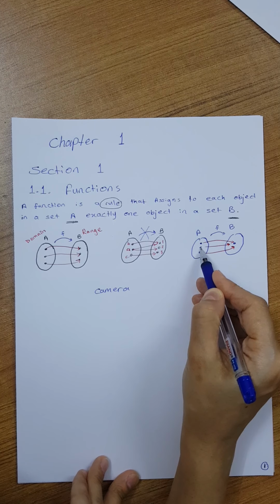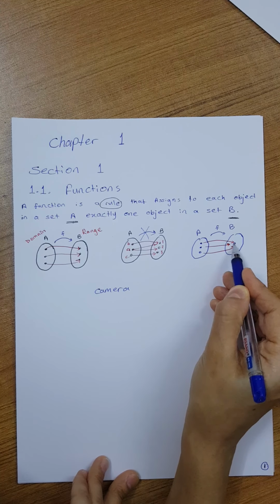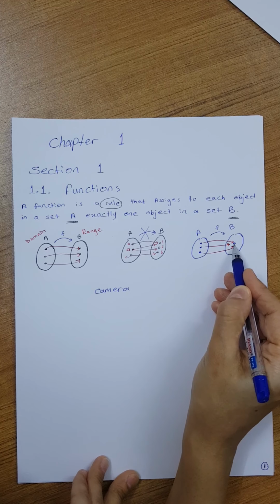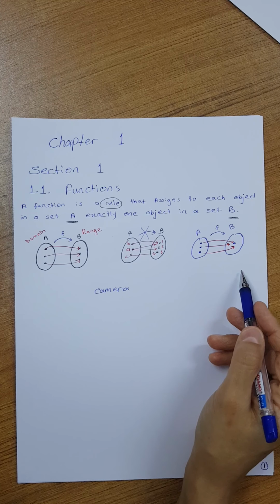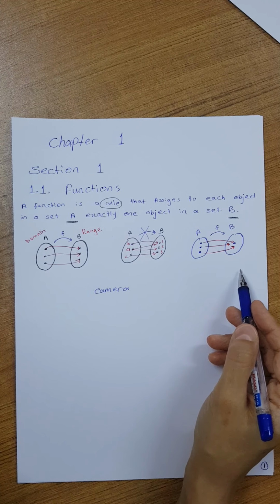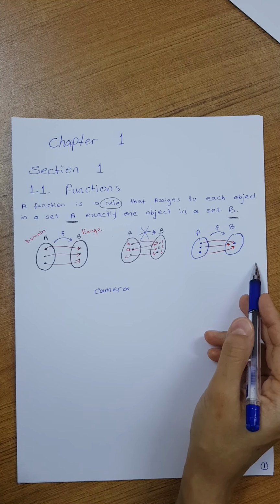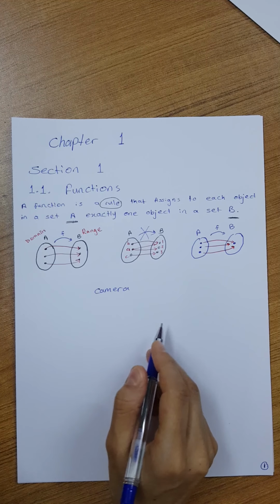That one is connected to exactly one element in set B. This one is again connected to only one element in set B. So since this one satisfies the condition of the function definition, this one is also a function.